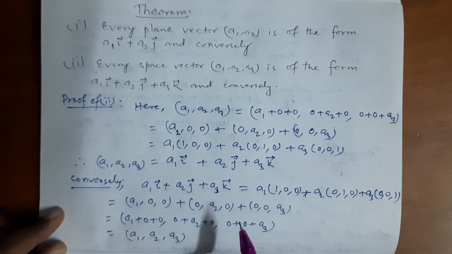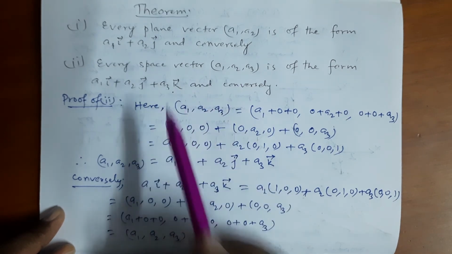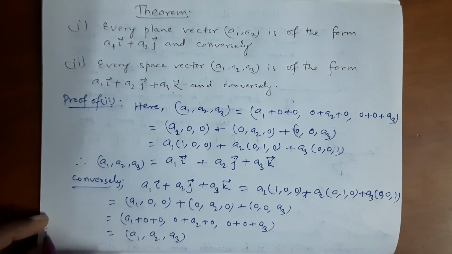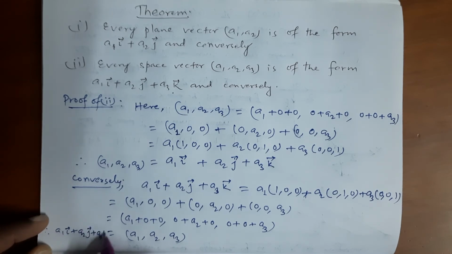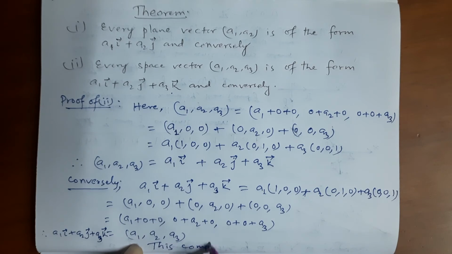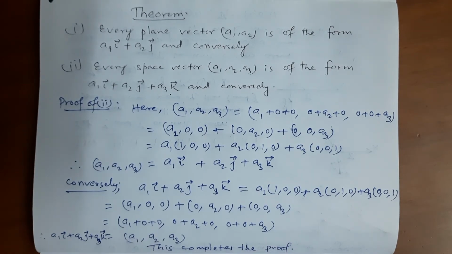In this way, from this also we have got this one. First of all we had got from this to this. In this way this completes the proof, since for a1i plus a2j plus a3k equals, we have also got this. So this completes the proof. Okay, in this way I have shown the proof of the theorem related to i, j and k.